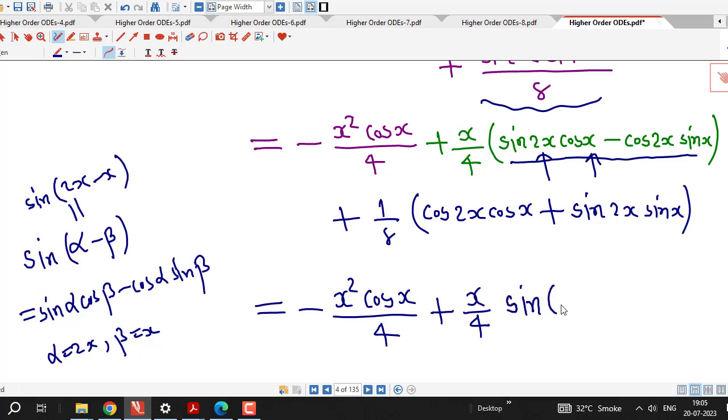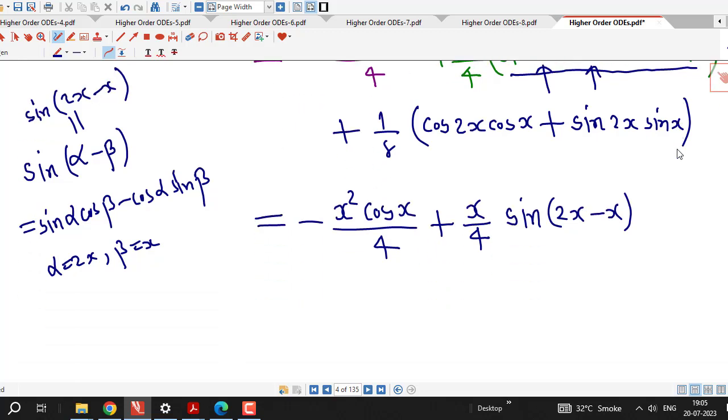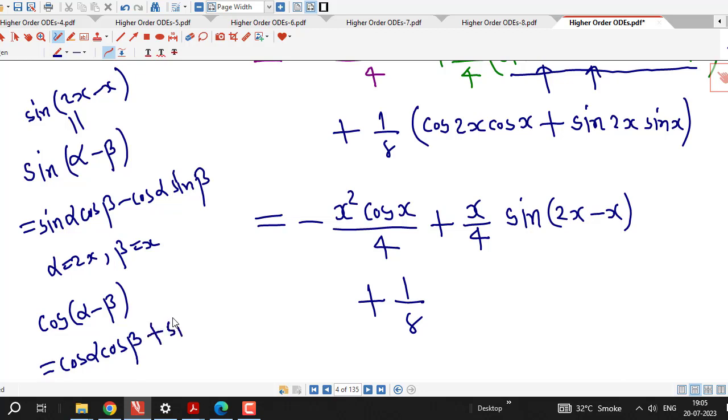Let me write one more step. Sine of 2x minus x is sine 2x cos x minus cos 2x sin x. So that bracket I am replacing by sine of 2x minus x. Similarly, if you recall the formula of cos alpha minus beta, then it is cos alpha cos beta plus sin alpha sin beta, and if we take alpha equal to 2x, beta equal to x, we will have this formula. So this is nothing but cosine of 2x minus x.